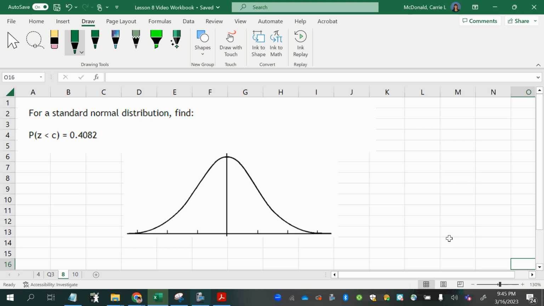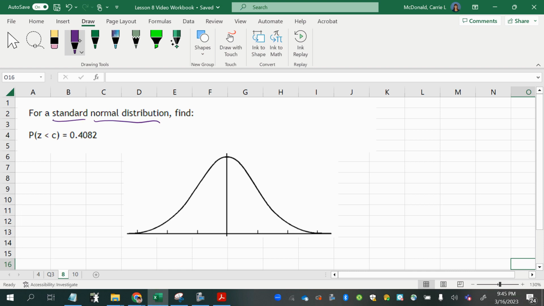For a standard normal distribution, find P of z less than c equals 0.4082. All right, this one may seem really strange the first time you see one like this. Let's start with what we do know. Normal is the bell curve.